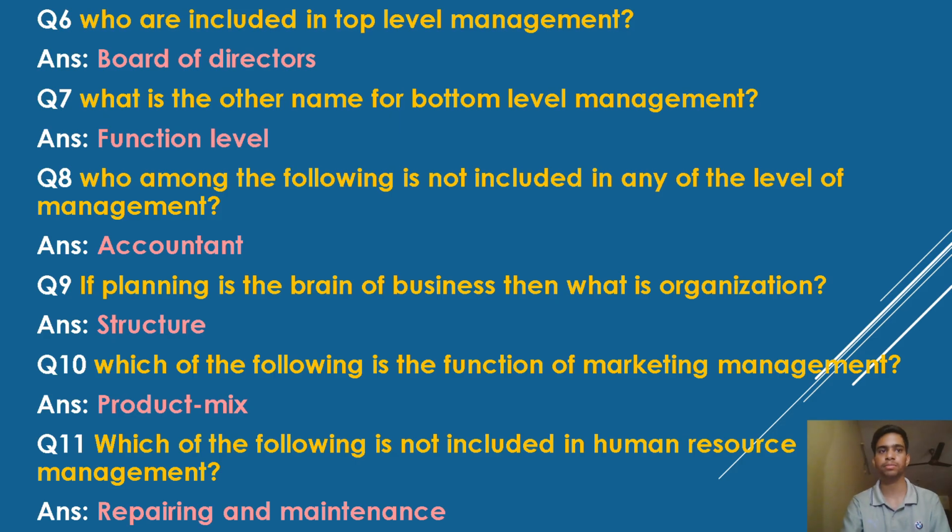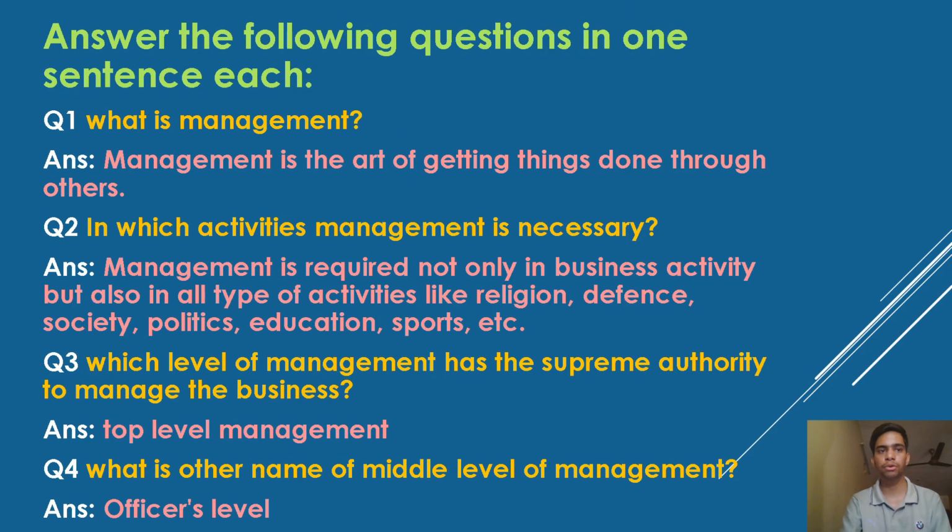Which of the following is not included in human resource management? Repairing and maintenance. Answer the following questions in one sentence each. What is management? Management is the art of getting things done through others. In which activities is management necessary? Management is required not only in business activity but also in all types of activities like religion, defense, society, politics, education, sports, etc.